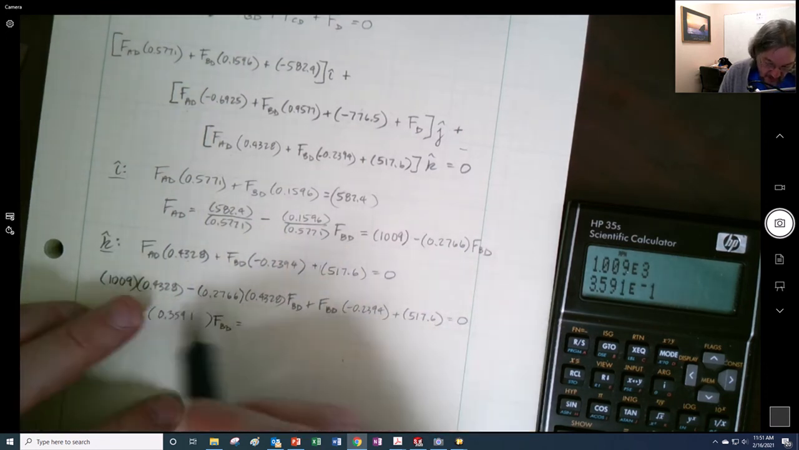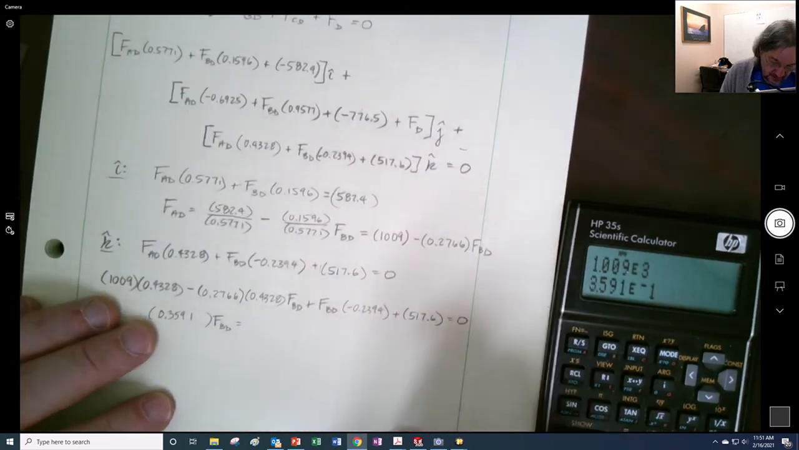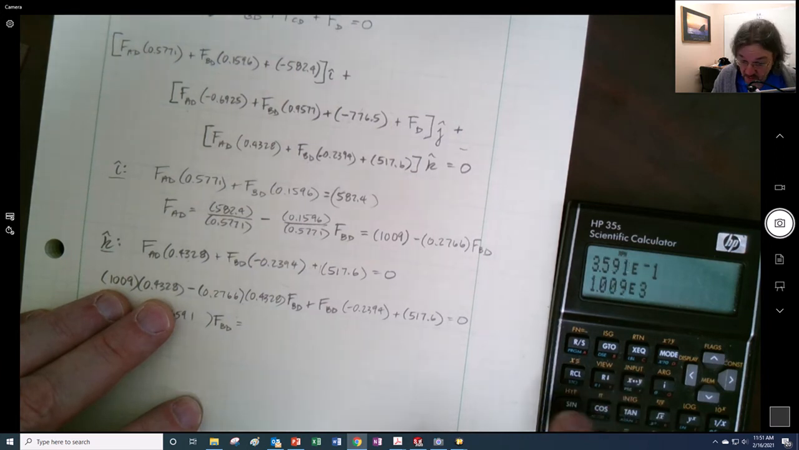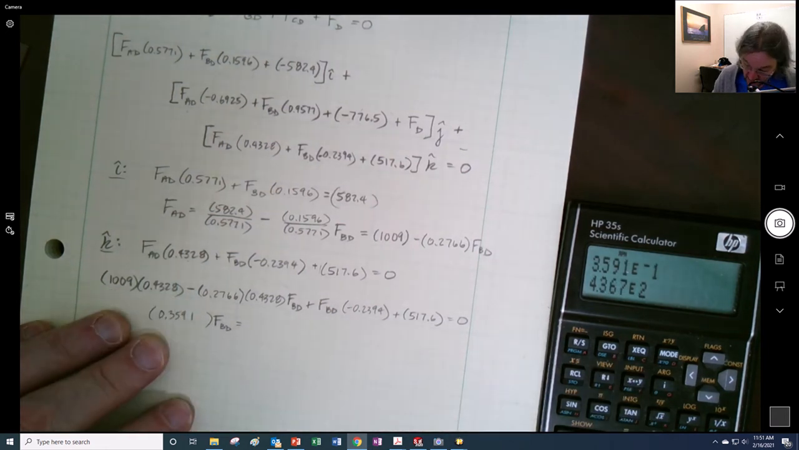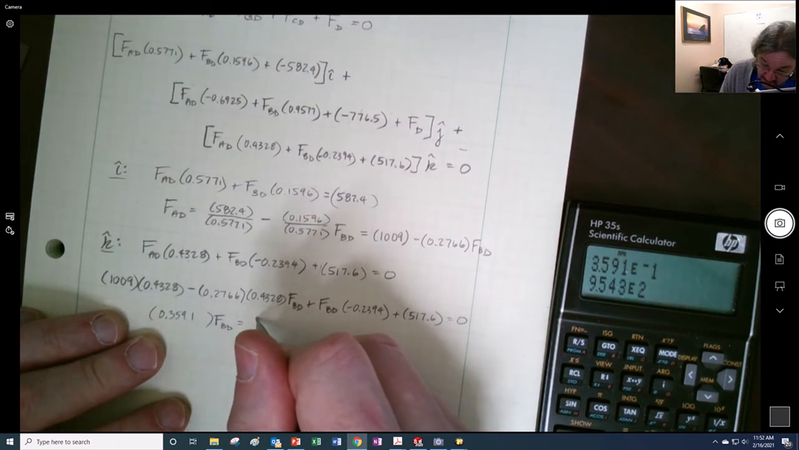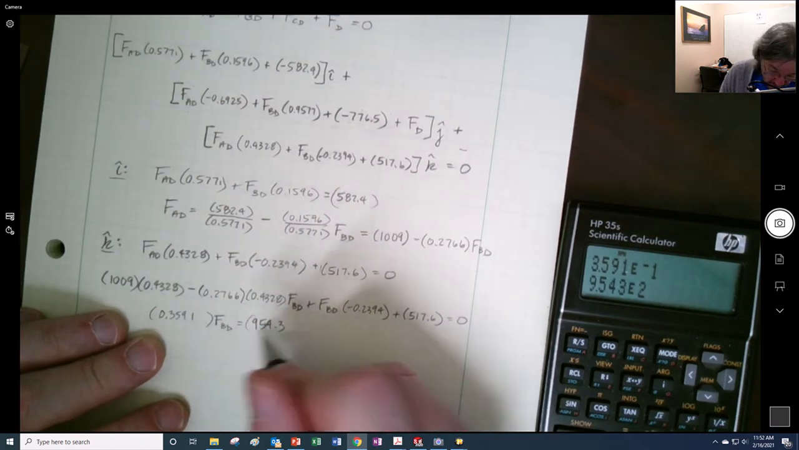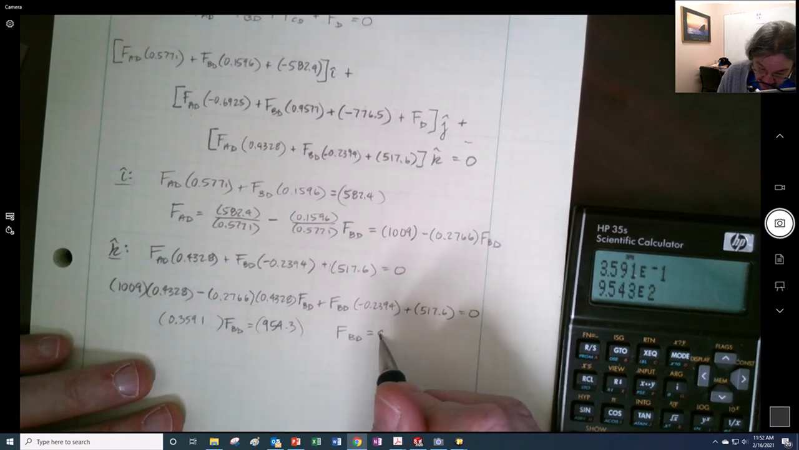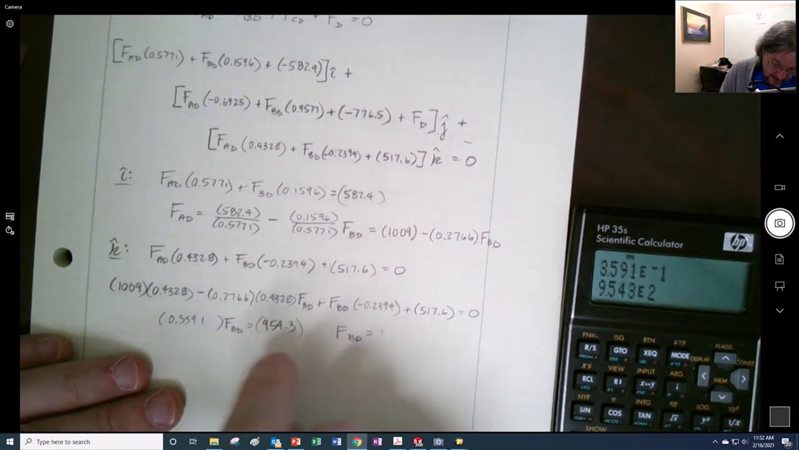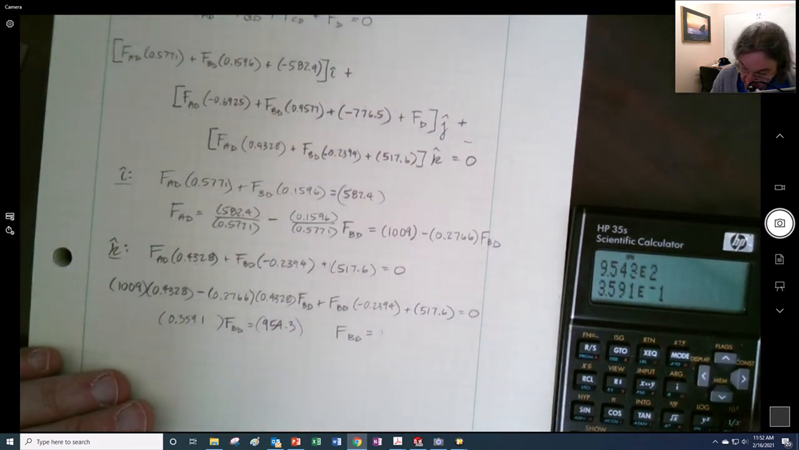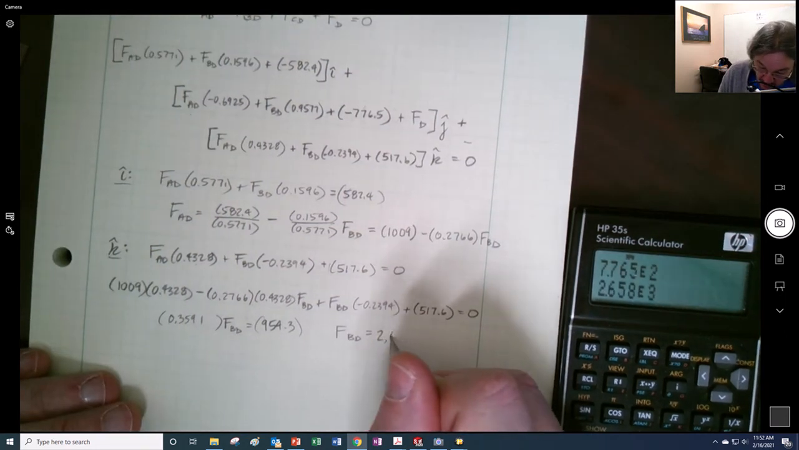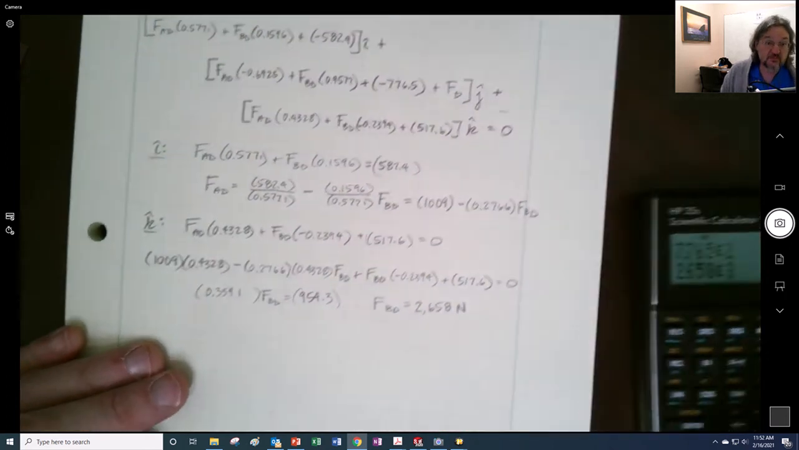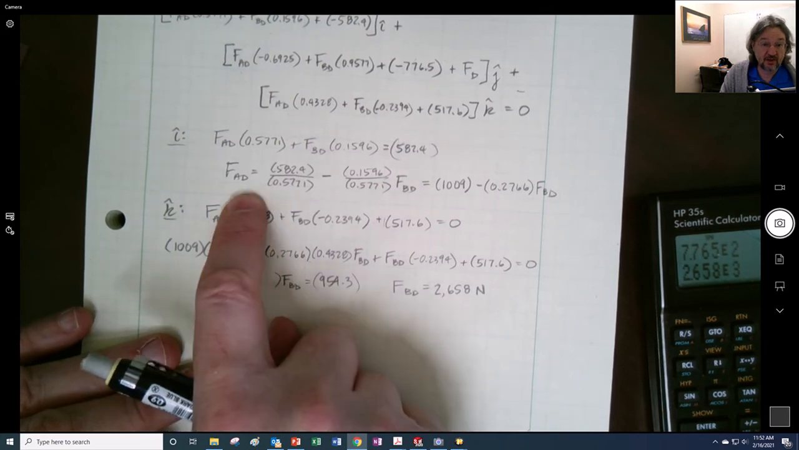They get added together, and then it ends up being a 0.3591, right? But they were both negative, so I can move those over to the other side of the equal sign virtually. And now these are both positive, so I'm going to use 0.4328, right? That's that, and I'm going to add it to my 517.6, which might have still been in the stack somewhere, so plus. That ends up being 954.3. So my FBD is going to be equal to, no, I got to divide. Oh, got to divide that by that. So I flip them and hit divide. So I get 2,658 newtons.